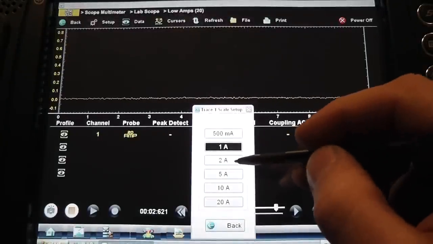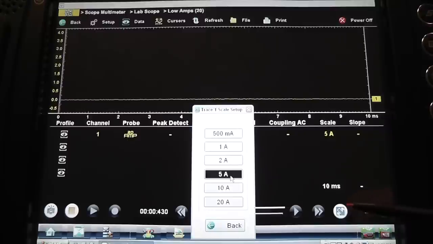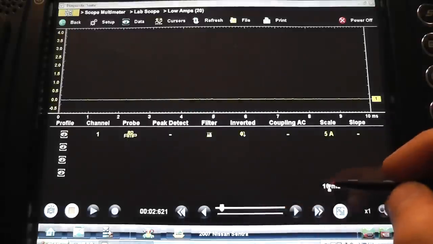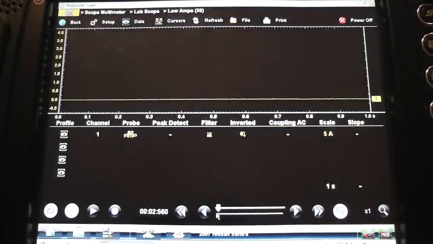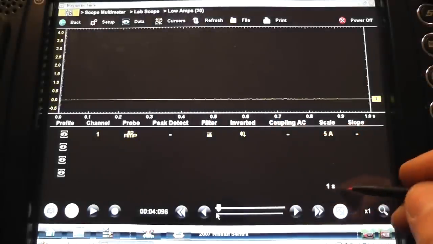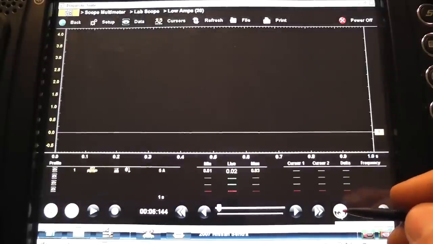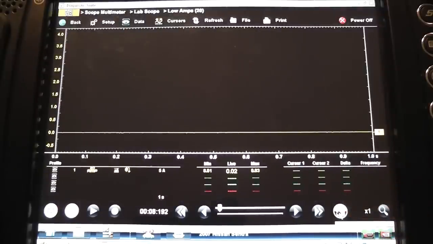I'm going to start with a 5 amp setting because I don't know the amperage on this one. And then time base, we'll start at 1 second. We can change that from there. And these are all things that we'll be talking about and how to do that. It's more experience, really. Or it's more getting the signal, see what it looks like, and then go from there.